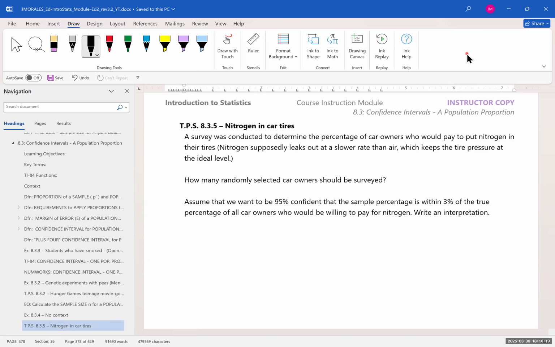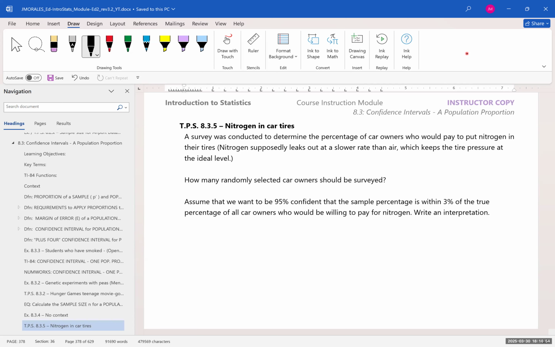A survey was conducted to determine the percentage of car owners who would pay to put nitrogen in their tires. Nitrogen supposedly leaks out at a slower rate than air, which keeps the tire pressure at the ideal level. How many randomly selected car owners should be surveyed? Assume that we want a 95% confidence that the sample percentage is within 3% of the true percentage of all car owners who would be willing to pay for nitrogen, and write an interpretation.